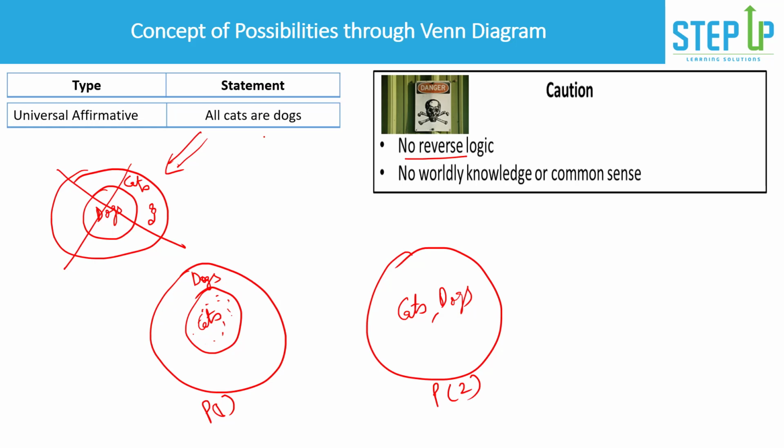Now, how do we check whether this is true or not? All you have to do is check whether this satisfies the condition. The condition says all the cats are dogs. Can you find a single cat which is not a dog? No. That means this is also a correct possibility. So there are two possibilities for this particular statement, the universal affirmative.